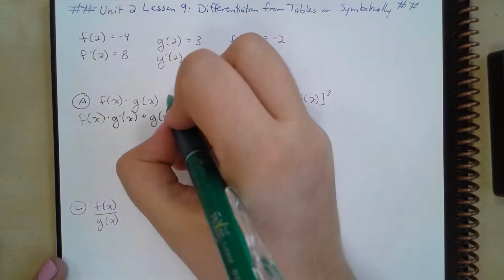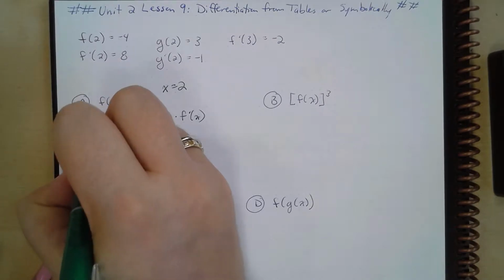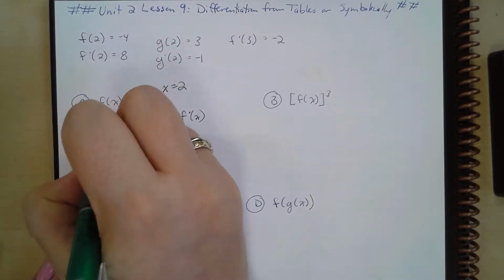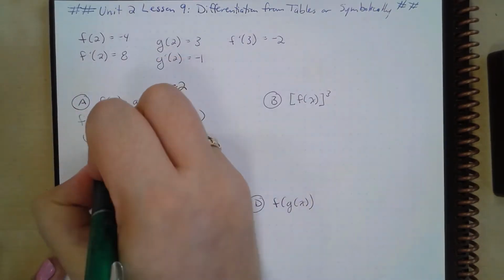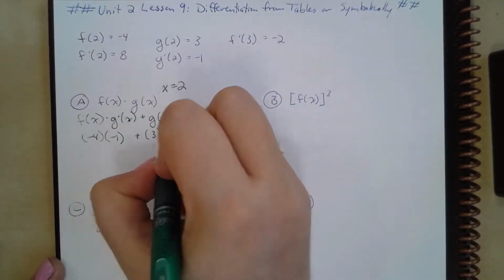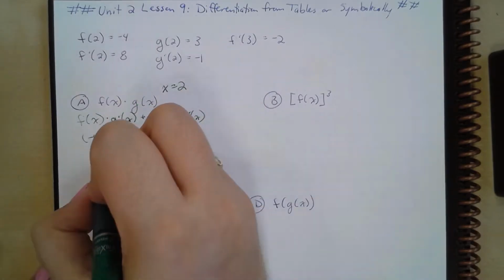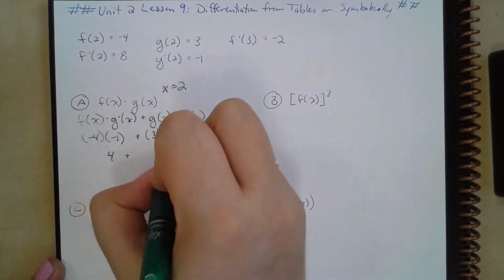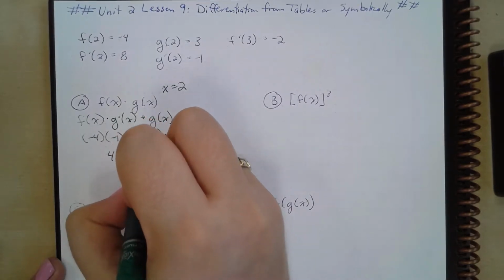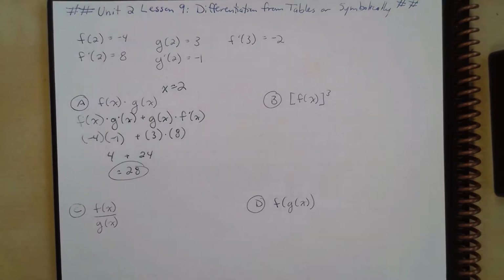Well, to do that, we're going to look here. We're going to take it and plug in f of 2 is equal to negative 4 times g prime of 2 is negative 1 plus g of 2 is 3 times f prime of 2 is 8. So I can just multiply here. I've got 4 plus 24. So our derivative is equal to 28. I think these are kind of fun to do, actually.